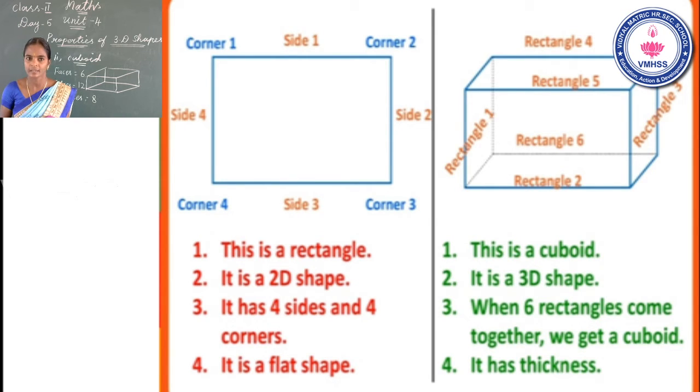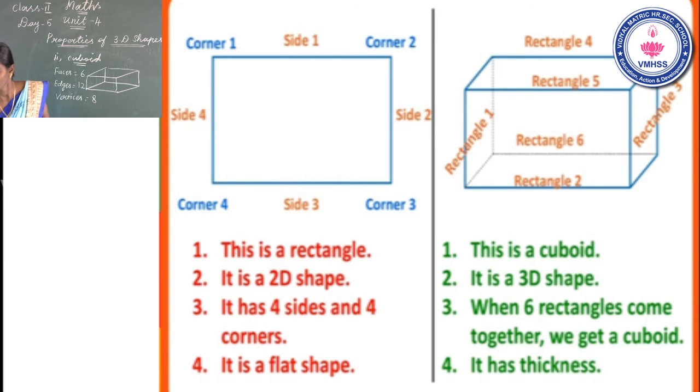Children, first picture, listen here. So this is a rectangle. It is a 2D shape. It has 4 sides and 4 corners. It is a flat shape. Next, see the another picture. Next one, cuboid. This is a cuboid. It is a 3D shape. When 6 rectangles come together, we get a cuboid. It has thickness. Did you know the difference? First picture, rectangle. Next one, cuboid.